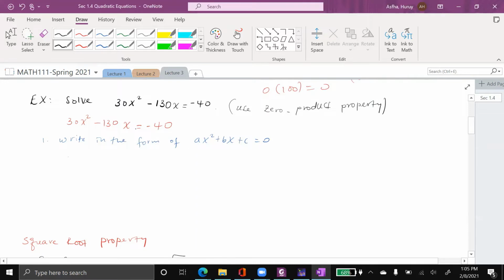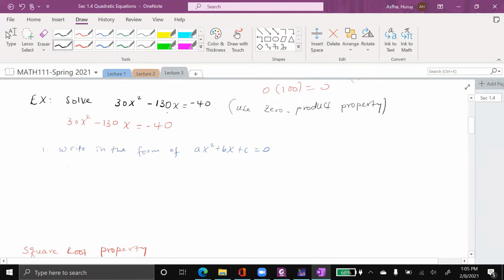what we do is we add 40 on both sides. You add 40 on both sides. So negative 40 plus 40 becomes 0. And we have a 40 plus 40 on the left side. So here I will have 30x squared minus 130x plus 40 equals, on the right side, 0.